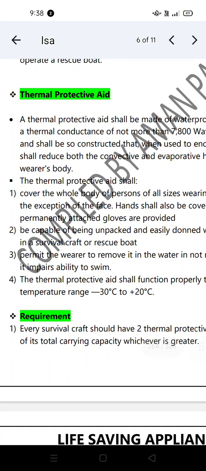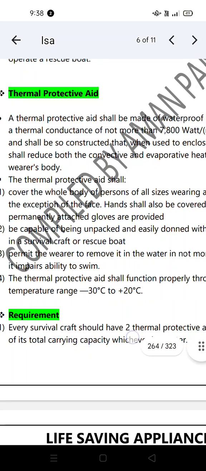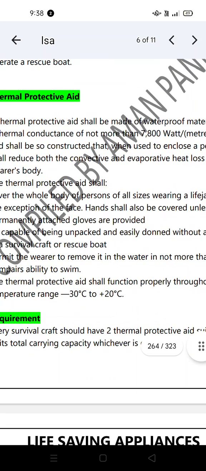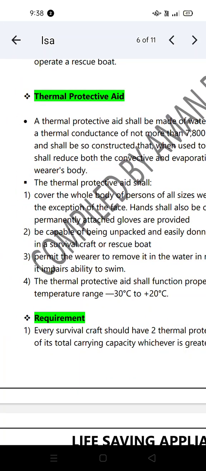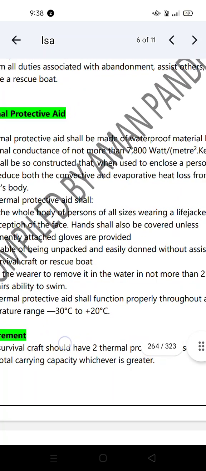Okay, I have missed the word thermal. I have to use the word thermal each and every time. Thermal protective aid shall be made of waterproof material and should work in minus 30 to 20 degrees Celsius, and it should be packed in under 2 minutes and can be unpacked without assistance.